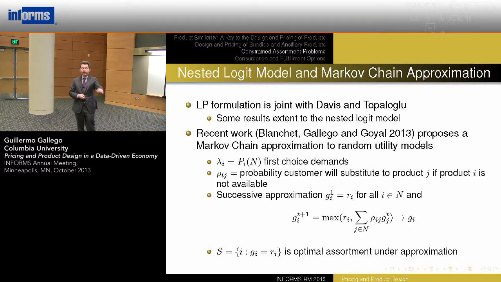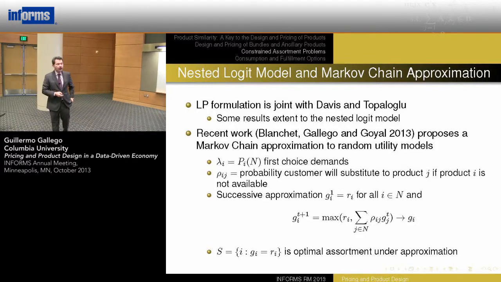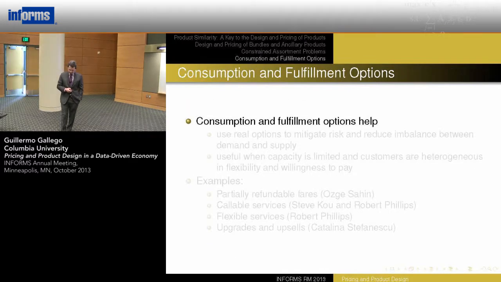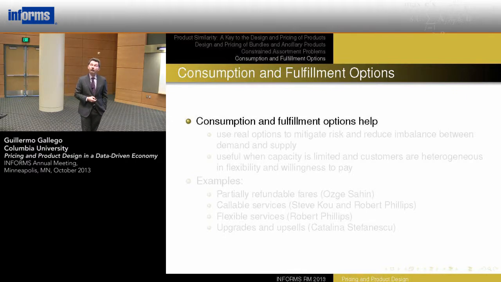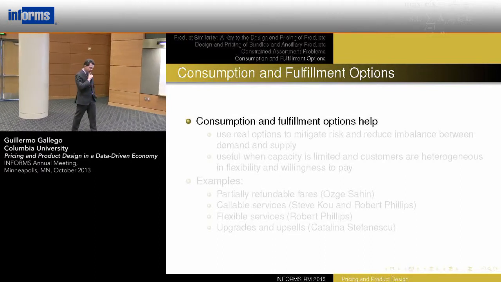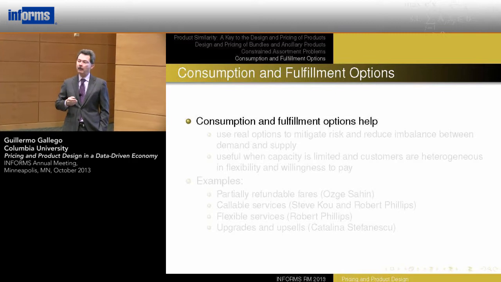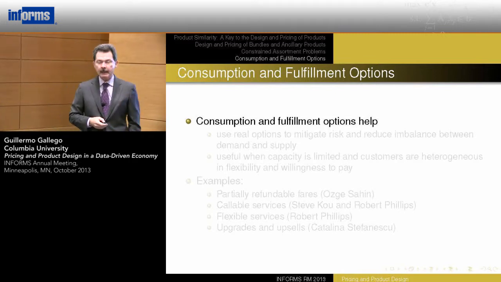assortment problems. I figured that by now I would be running out of time, and I had the idea of talking a little about the next topic of consumption and fulfillment options. And this is a topic that I've been working on over the last, I would say, 8 years or so. But I have only one slide on this because most of that work is already published and you can easily find it. So the idea of using consumption and fulfillment options comes from the idea of mitigating the risk that either the consumer or the capacity provider faces when demand is uncertain.